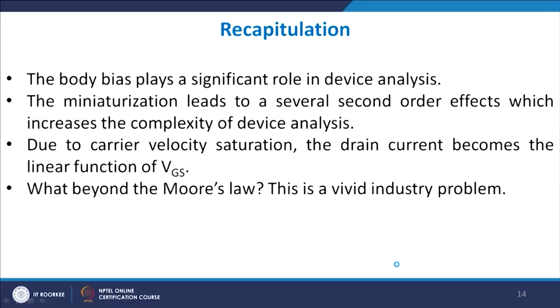Let me therefore recapitulate today's lecture in a detailed manner. We have understood what basically a MOSFET technology is. We have also understood that the body bias, which is the fourth terminal body bias, plays an important role in determining the change in the threshold voltage of the device.